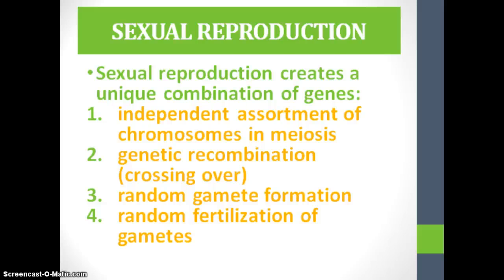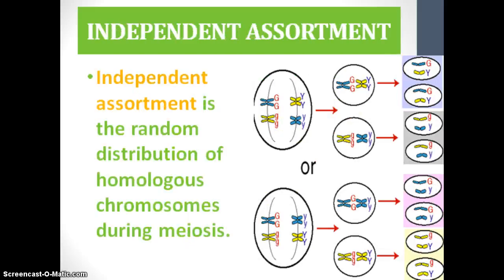And the third and fourth reasons are 1. Random gamete formation, and 2. Random fertilization of gametes. We will go over all 4 ways of how sexual reproduction leads to genetic variation in species. The first way that sexual reproduction leads to genetic variation is independent assortment.